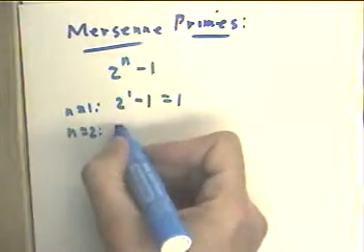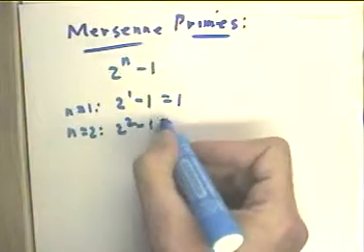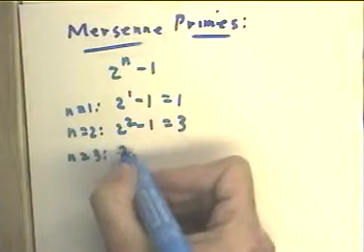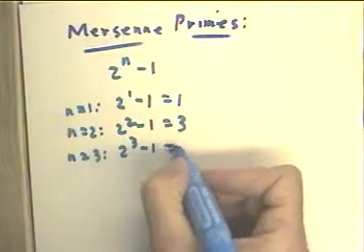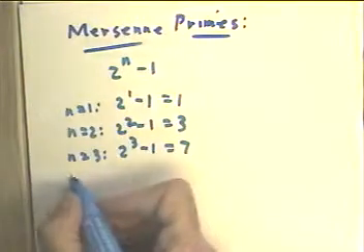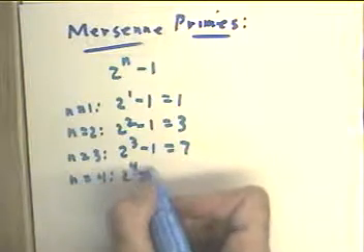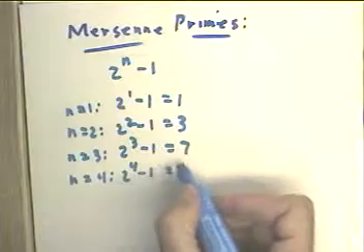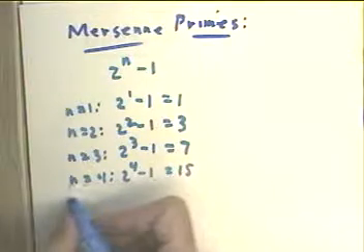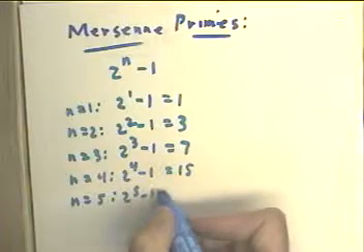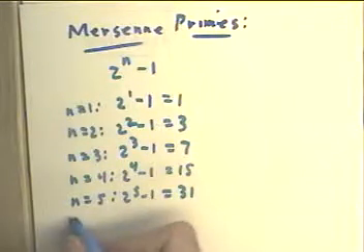For n equals 2, we get 2 squared minus 1, which is 3. For n equals 3, we get 2 cubed minus 1, which is 7. For n equals 4, we get 2 to the 4th minus 1, which is 15. For n equals 5, we have 2 to the 5th minus 1, which is 31.